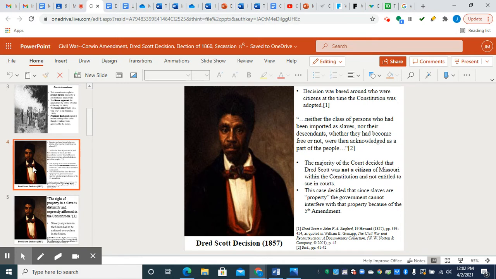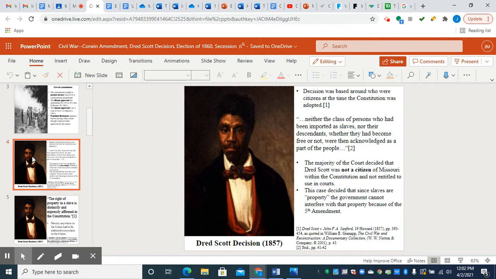So that's one side of it, but having legal property in slaves becomes much more complicated. And so this is basically what happened with this individual, Dred Scott. He used to be a slave. He would eventually gain his freedom. But what happened with him was he went with his slaveholder from a slave state into a free state. While he was there, his slaveholder died.